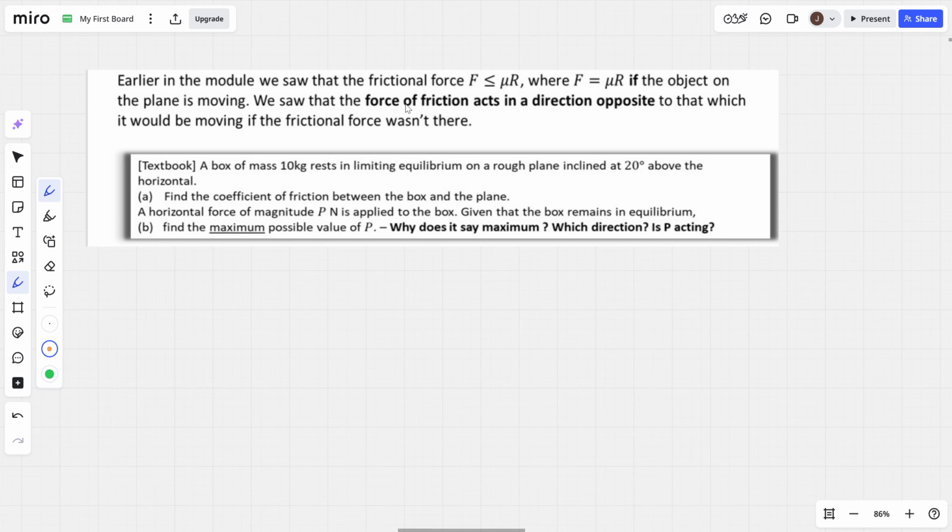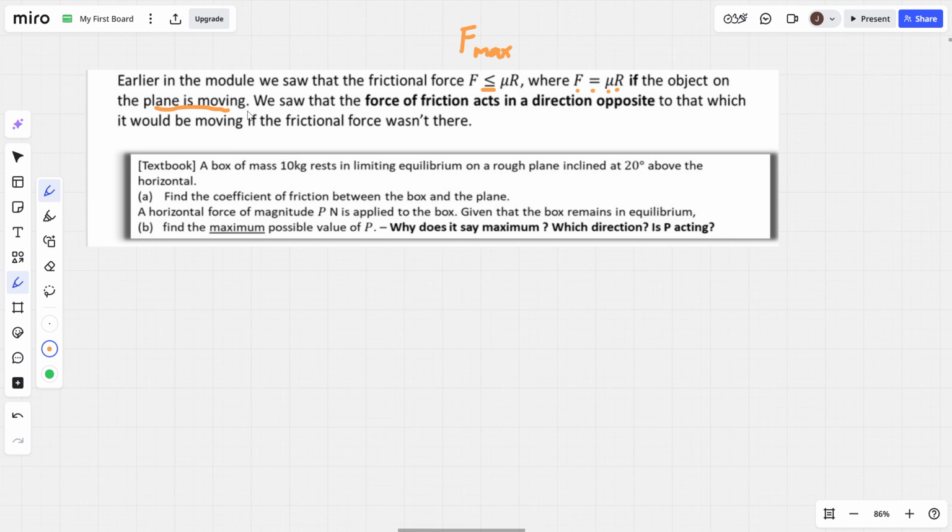Earlier in the module, we saw that the frictional force has to be less than or equal to mu R. So why less than or equal to? Well, friction doesn't have to do all of its potential. If very little force is being applied, then friction doesn't have to do the full amount of what it's capable of. So although we say F equals mu R quite a lot, that only really applies when it's moving, or when it's on the point of moving.